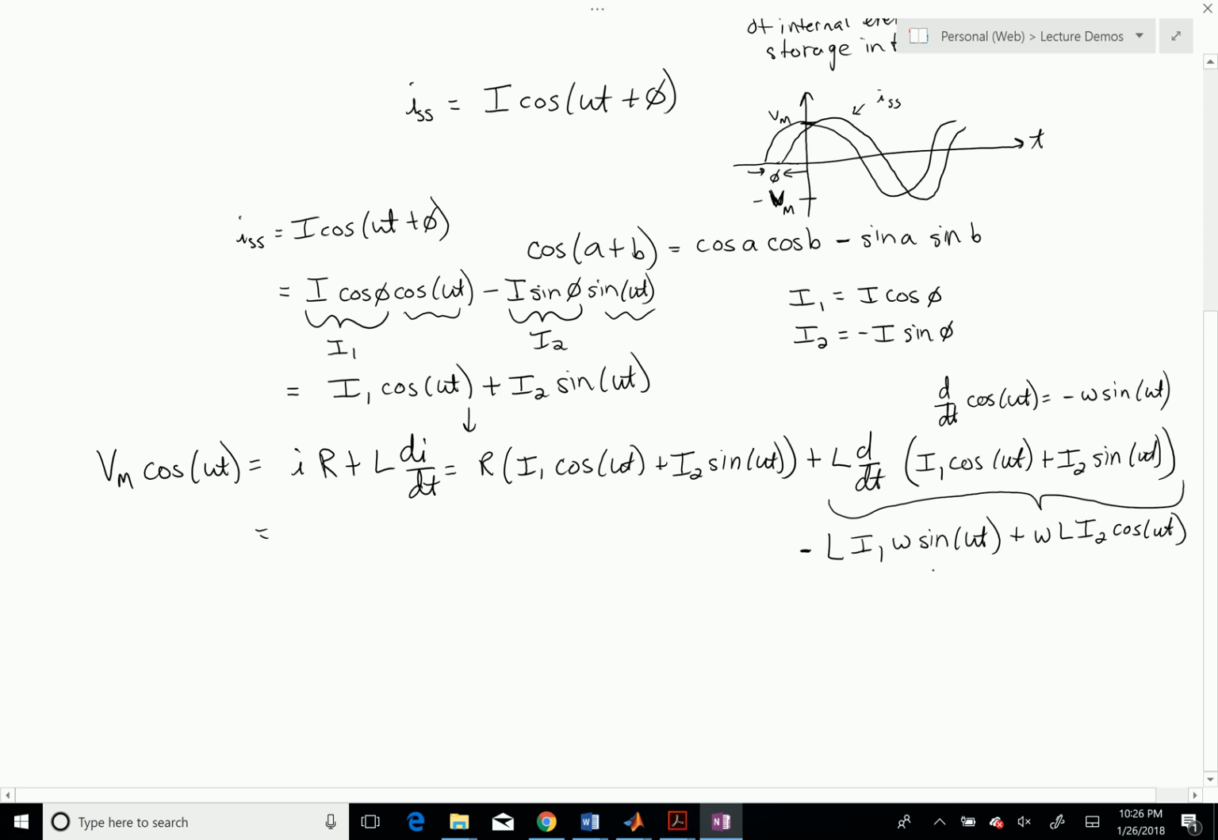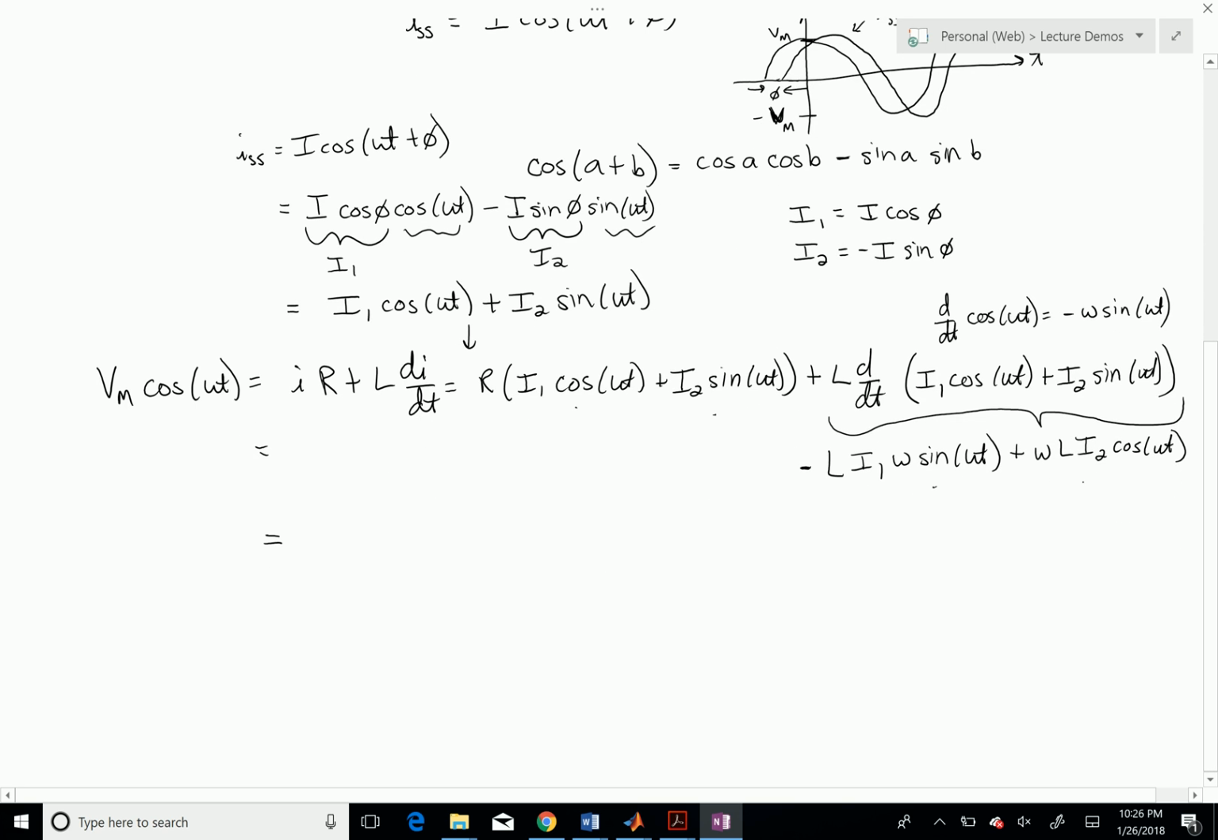So I take these terms that I've just created and I combine them with the other two we had for the resistive piece. I'm going to rewrite this a little differently, grouping cosines and sines. So I group my cosine terms: I have R I1 plus omega L I2, times cosine omega t. And then I group my sine terms: plus R I2 minus omega L I1, times sine omega t. Okay, so all of that has to equal Vm cosine omega t.